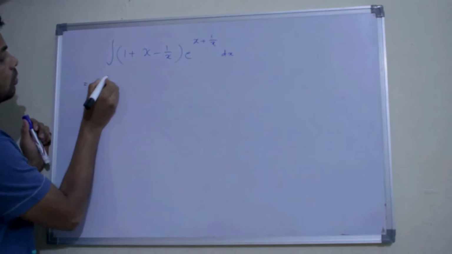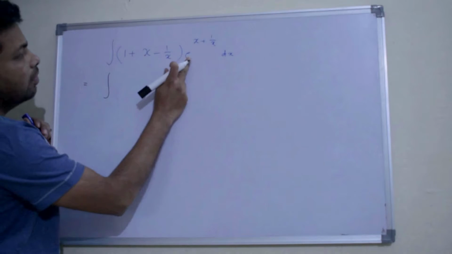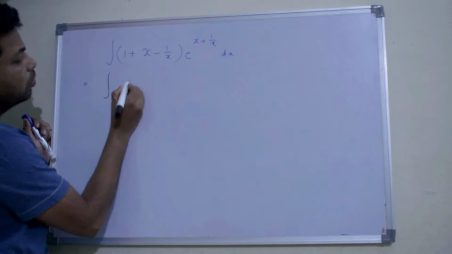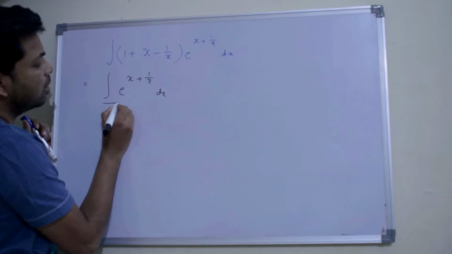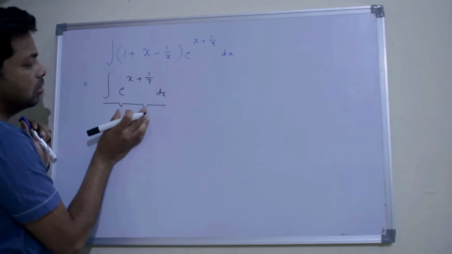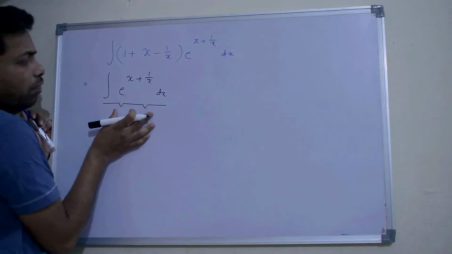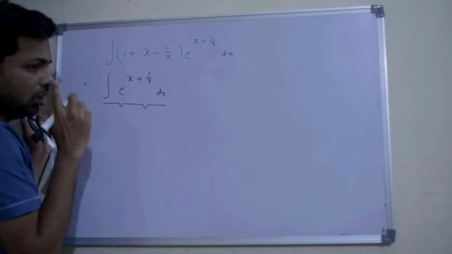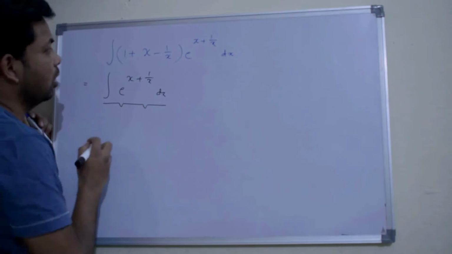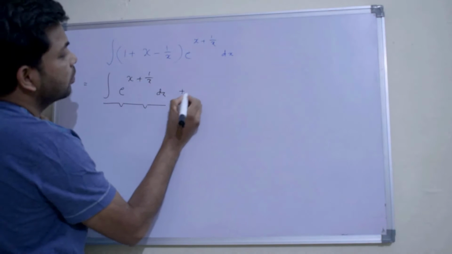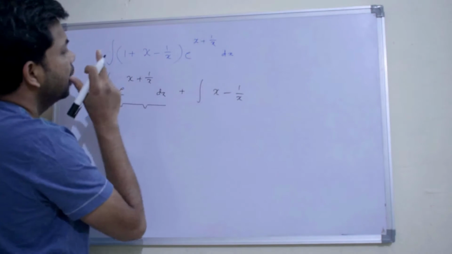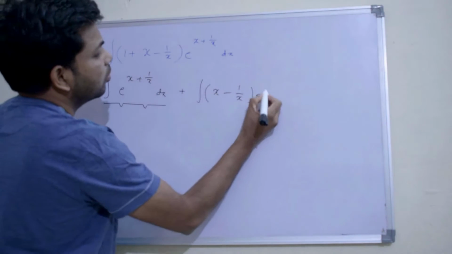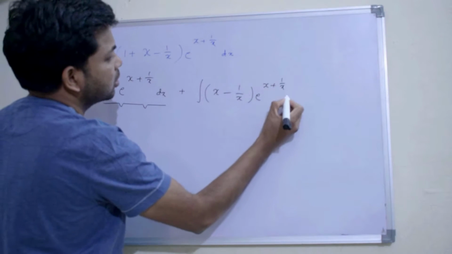Now what I will do, this is equal to integration of, I will multiply with 1 first, 1 into e to the power of x plus 1 by x dx. Here this is the part of the integration, it is very difficult. Actually we cannot find out this integration in any regular method which we learn. Now what I will do, plus integration of x minus 1 by x, e to the power of x plus 1 by x dx.